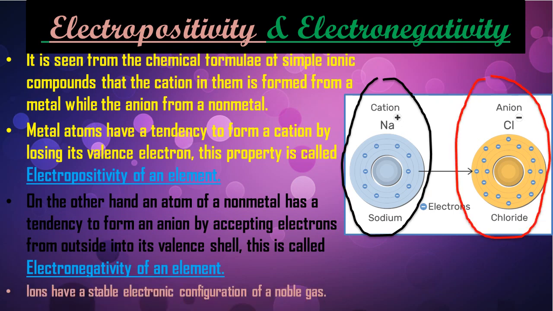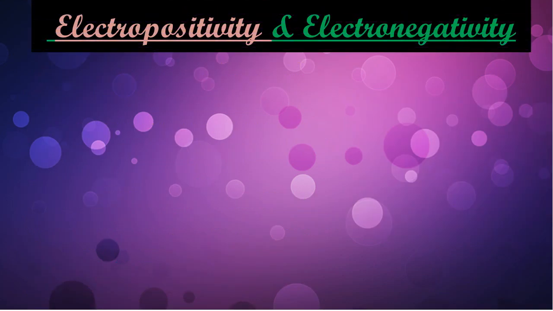Ions have a stable electronic configuration of a noble gas, as we have already seen. So student, in the last slide we have seen that ions have a stable electronic configuration of a noble gas. Then how is the ability to lose or accept electrons in the valence shell determined? Let's answer this question.